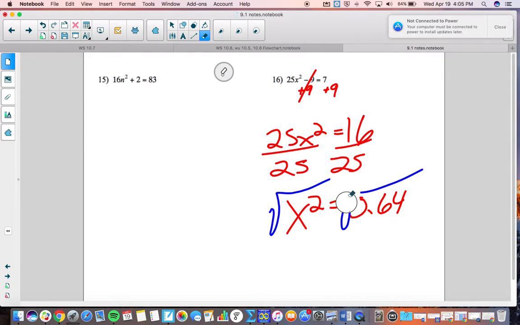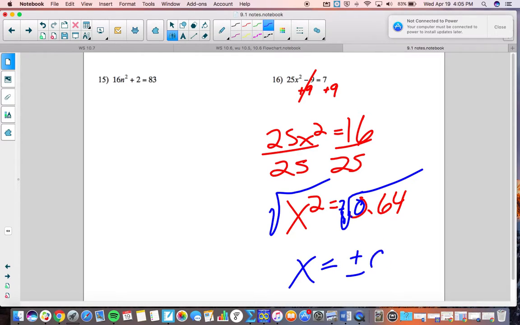That was a pretty exciting square root symbol Mr. P made. Let's fix that. Oh boy, 0.64. So square root that. We're getting x equals plus or minus 0.8. Boom.